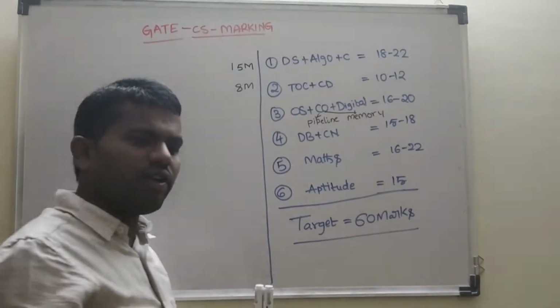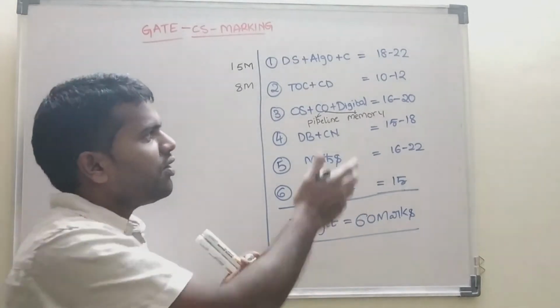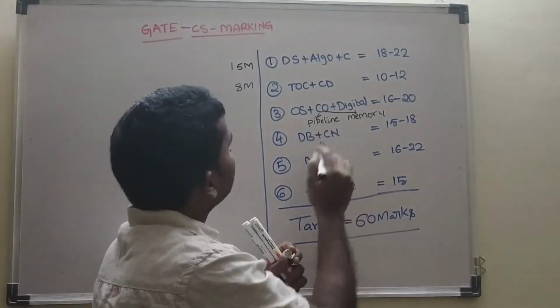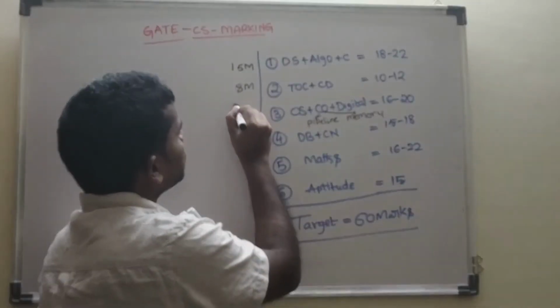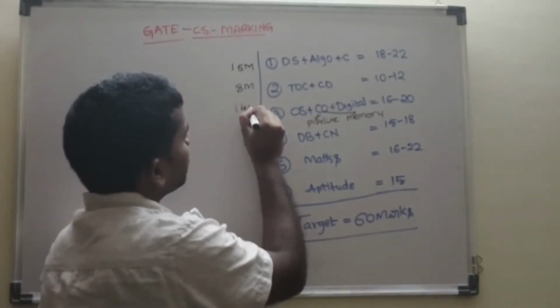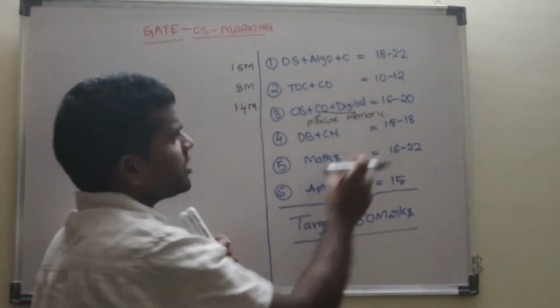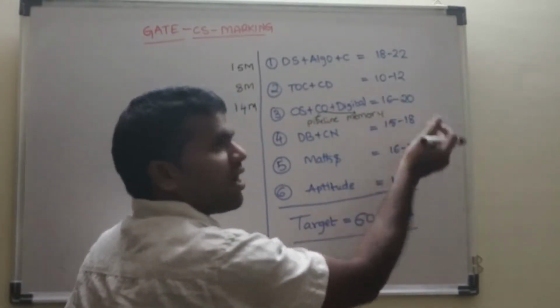Digital K-maps you will do without practice. With a little practice you will get 2 to 3 marks in digital. So if you combine all this, you will get almost 14 marks. If you know basics, you will get 14 marks. This is the marking scheme.